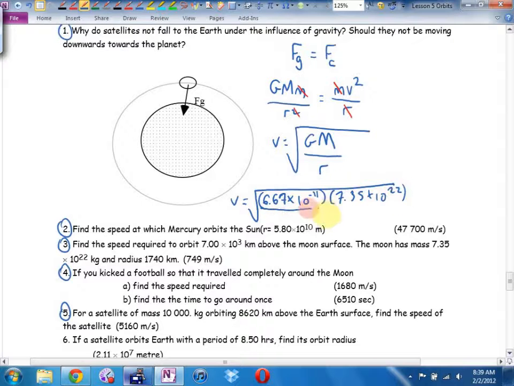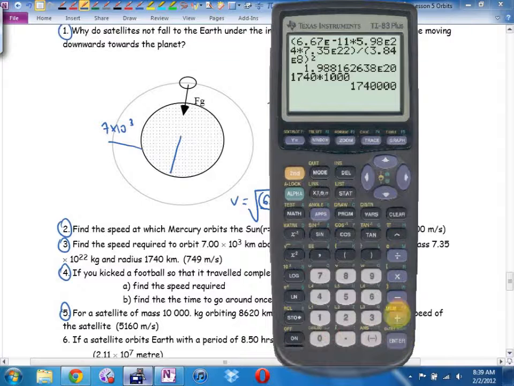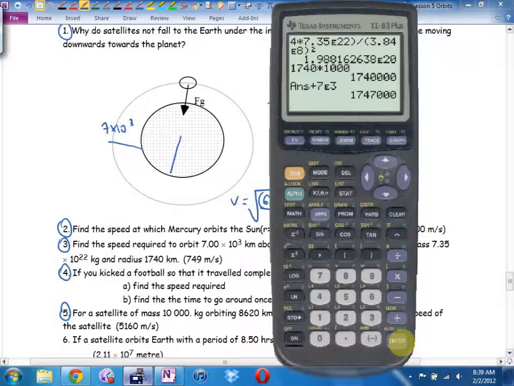Now, I need the orbital radius of the moon. What they've given me is the distance above the surface, which is 7 times 10 to the third. But I'm going to add the radius of the moon to that. That's the R that we're using here, yes? Oh, they gave it to me in kilometers. So 1740 times 1,000, and then plus 7 times 10 to the third. That's going to be my orbital radius. I'll just keep that on my calculator.